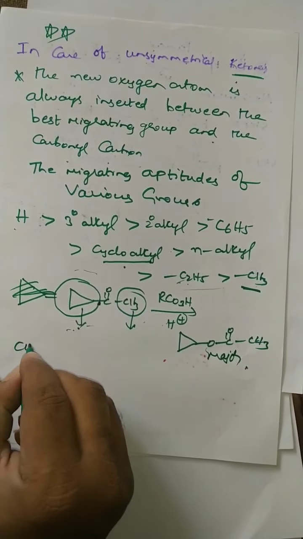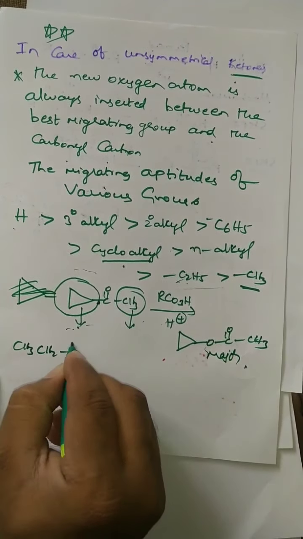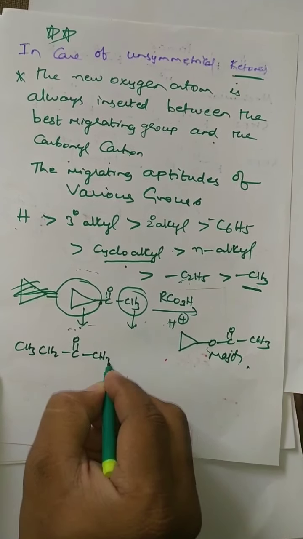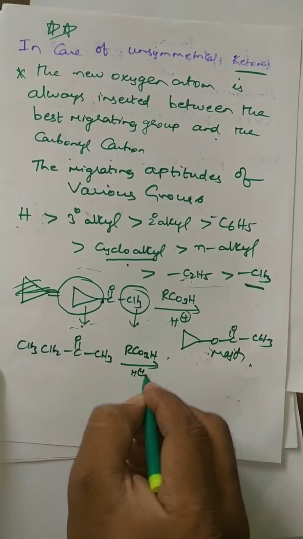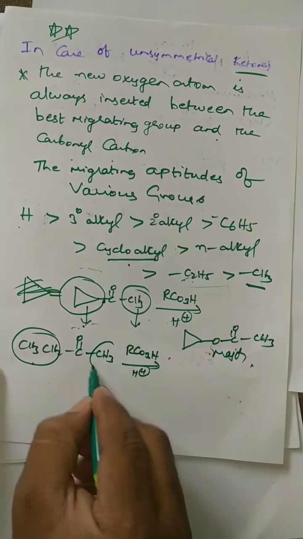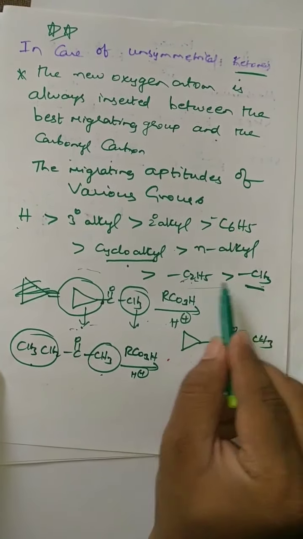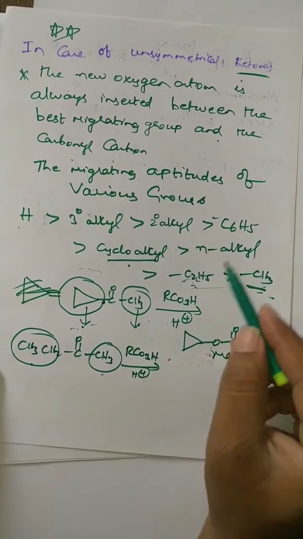Next, see students, this one you tell me. This is also an unsymmetrical ketone, useful for NEET also. Directly, no need of mechanism, just remember this. On the left side which group is there? Ethyl. On the right side which group is there? Methyl. What is the migrating aptitude? Which group will migrate fast?